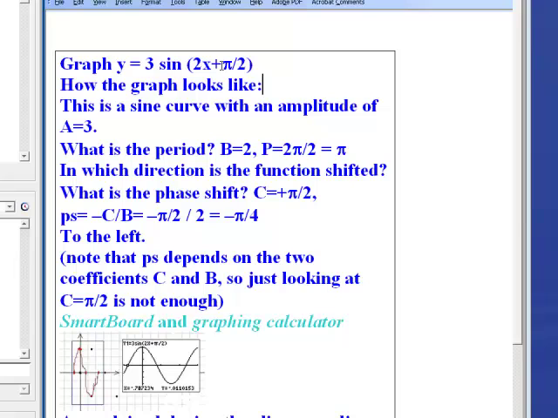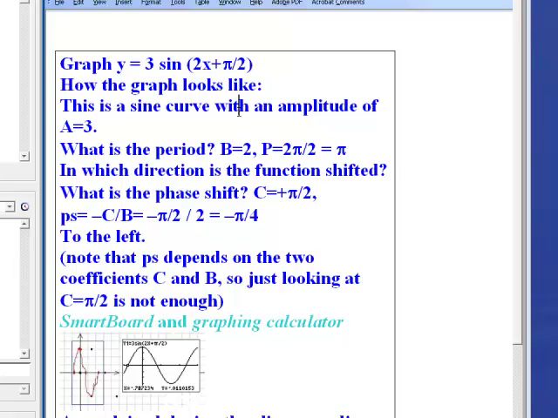You can quickly look at what the phase shift would be. The coefficient c here is not going to be enough. You have to incorporate the coefficient b, and by quickly looking at it, you would say, okay, it's going to be pi over 2, divided by that 2, which is pi over 4, put a negative in front of it. But the formula is given right here. Note that the phase shift depends on the two coefficients, c and b.